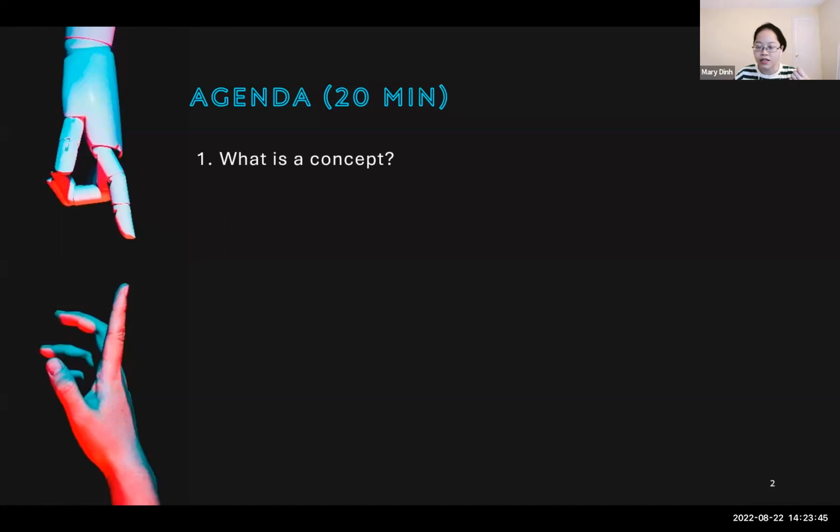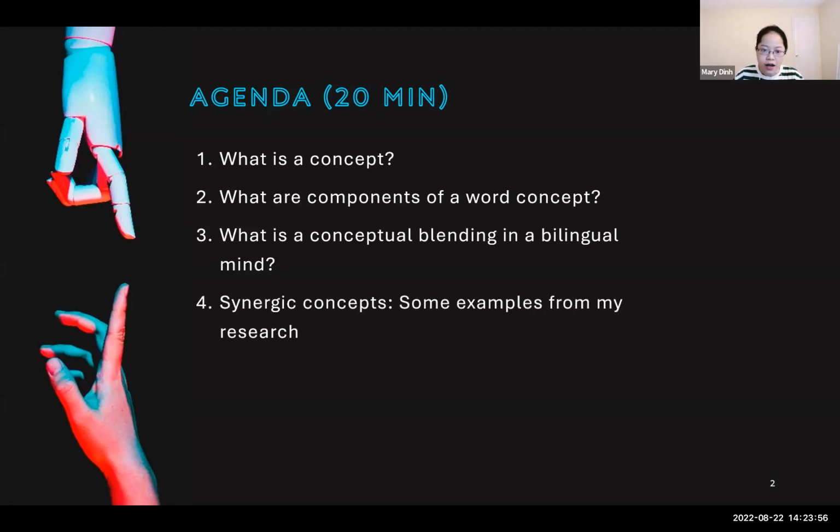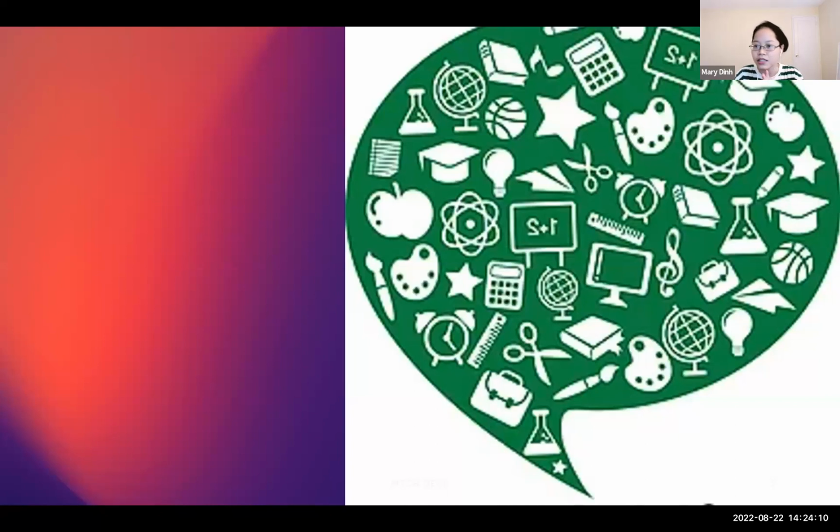So in our talk today, I will talk about what a concept is, what the components of a word concept are, and what conceptual planning in a bilingual mind is. Then we will talk about synergic concepts and some examples of them from my research, and the implications of synergic concepts in bilingual education. So let's start with the first part.